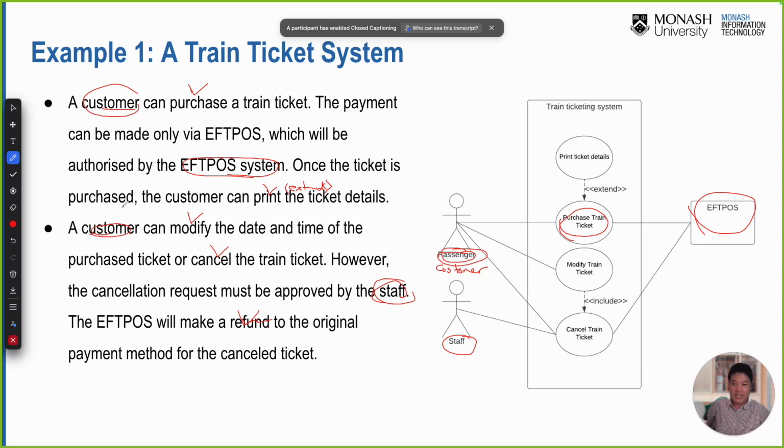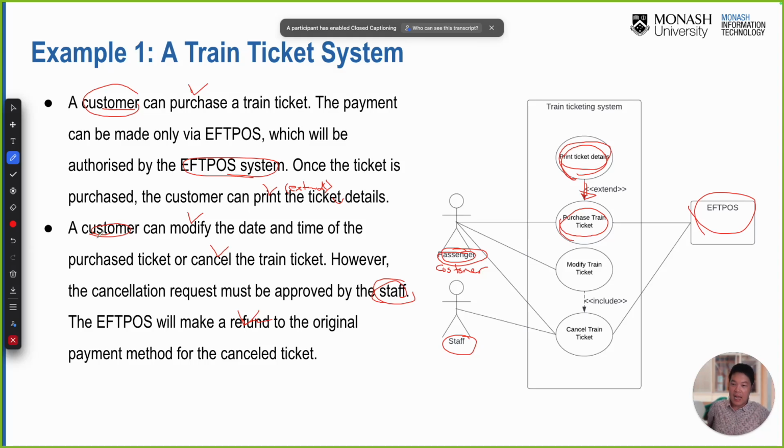Once the ticket is purchased, the customer can print the ticket. As I mentioned before, print the ticket details is the extend use case. It is optional. They can print or they cannot print as well. But it has to happen after the ticket is purchased. Okay, so that's why it will be another use case here with the extend relationship.